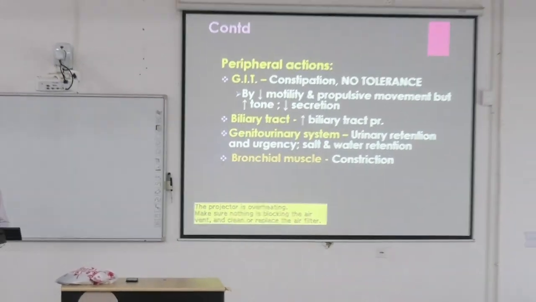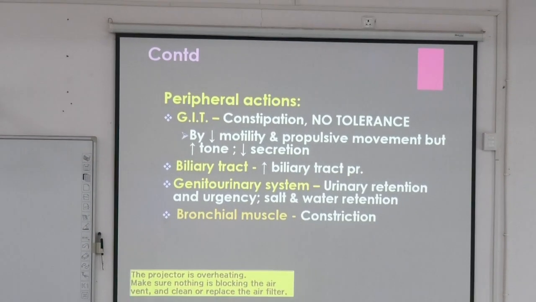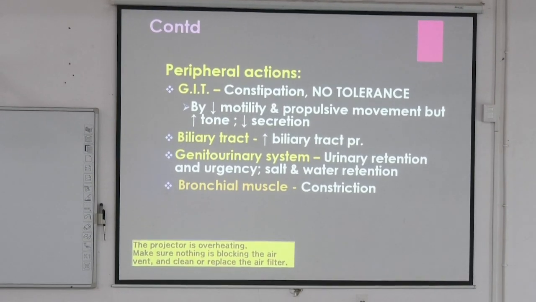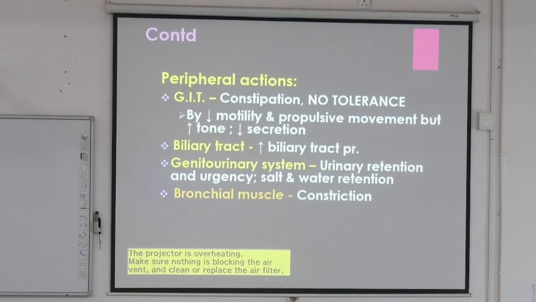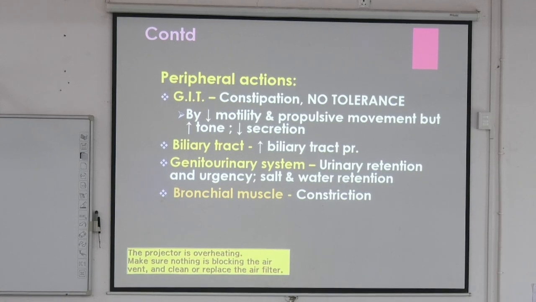Now coming to the peripheral action. In peripheral action, most important is the GIT. Morphine addicts are habitually constipated. What is the mechanism? There will be no development of tolerance to these effects. So meiosis and constipation, there will be no development of tolerance to morphine.